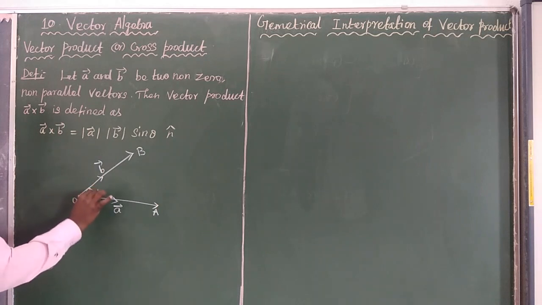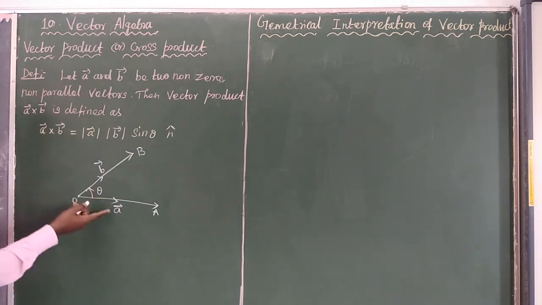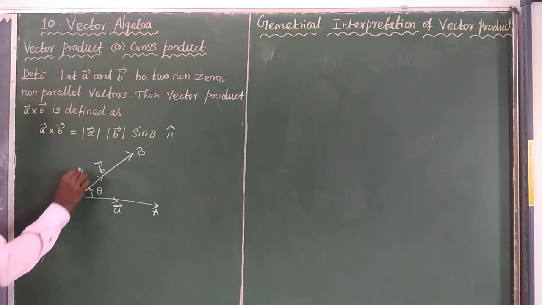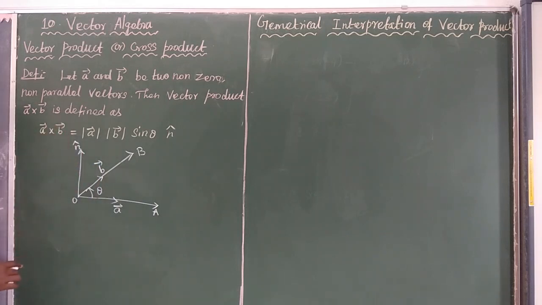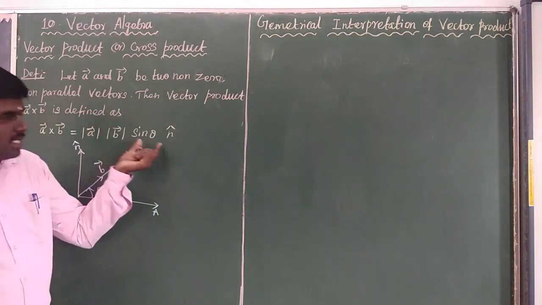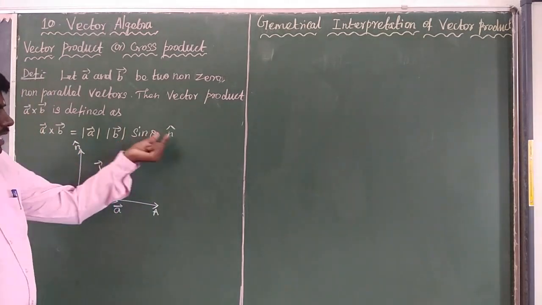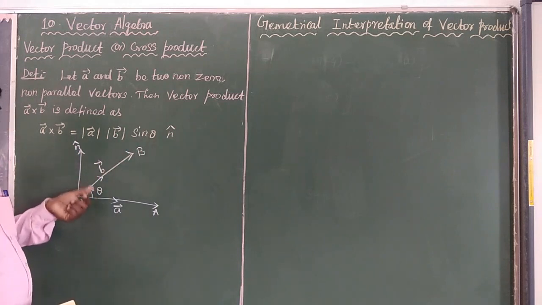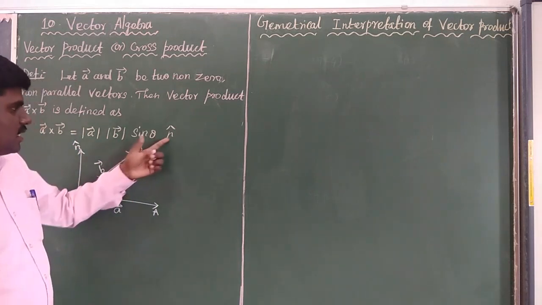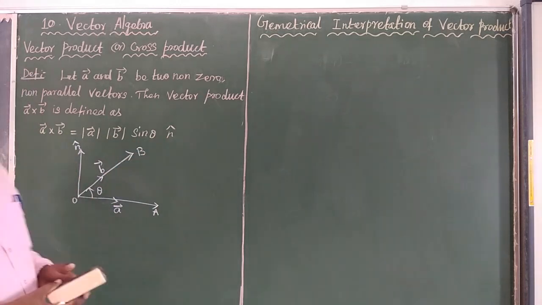The angle between them should be theta. These are the two vectors, and in between is theta. Here, what does n cap mean? A vector and B vector are both perpendicular to n cap. So A cross B equals magnitude of A, magnitude of B, sin theta n cap, where theta is the angle between vectors A and B, and n cap is a unit normal perpendicular to both A and B.